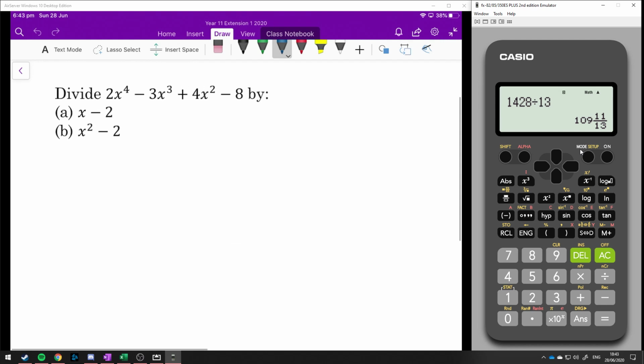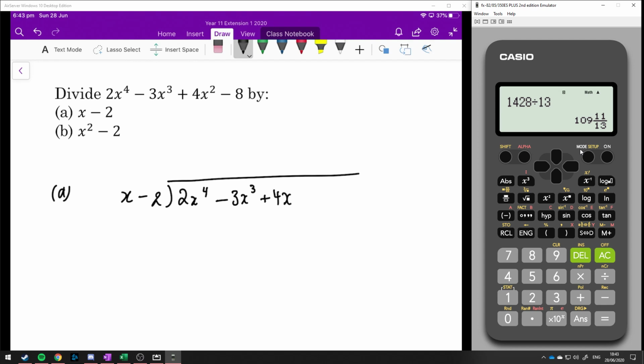We're going to start with part A. The way we're going to do this is set it up like it was one of the really big numbers that we did. So we're going to write 2x to the power of 4 minus 3x cubed plus 4x squared. We're going to leave a gap for the power of 1 because, as you see up here, there's a jump between the power of 2 and the constant term.